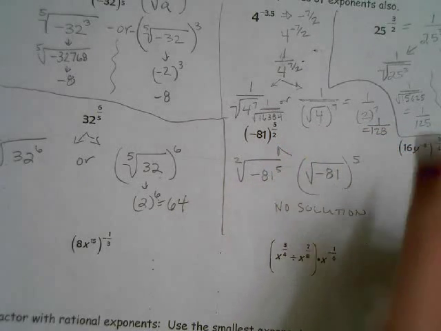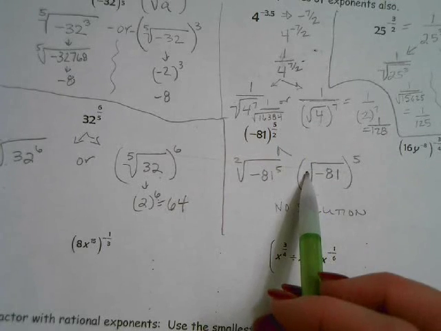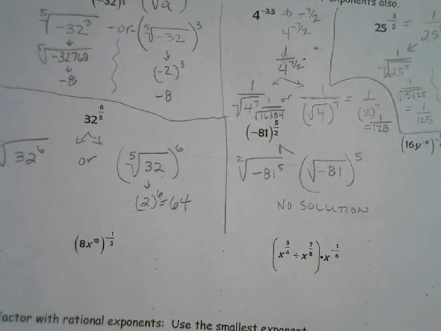Okay, we cannot have a negative number with an even root. So 2, 4, 6, 8, whatever. You cannot have a negative number. Okay, so therefore that's a no solution. Okay?